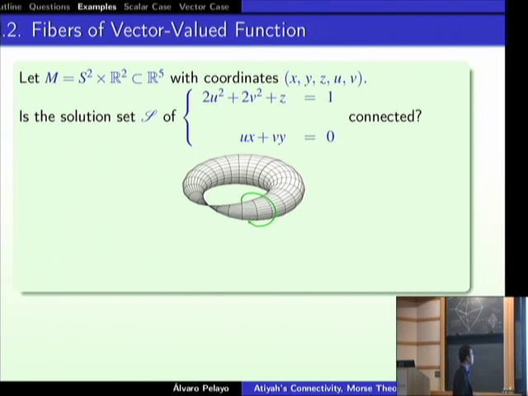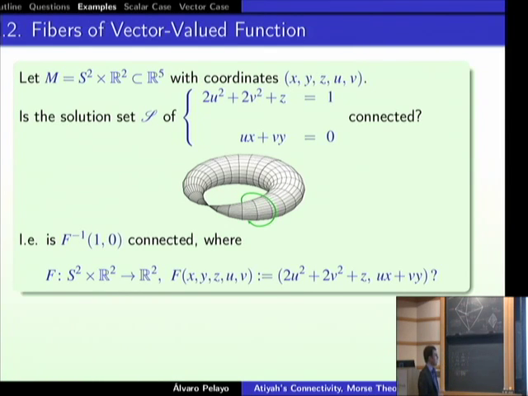Suppose that you have the 2-sphere cross the plane, and you have coordinates x, y, z, u, v, where x, y, z are the coordinates on the 2-sphere, where you think of the 2-sphere as a subset of R3. And u, v are the coordinates on the plane. So I can ask the question, is the solution set to this system of equations connected? Or equivalently, is the fiber over the point (1, 0), where capital F is this map, connected?